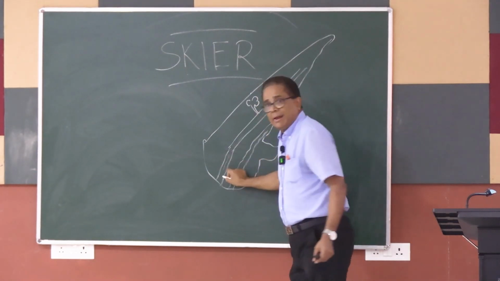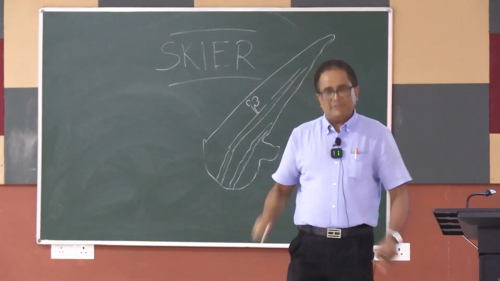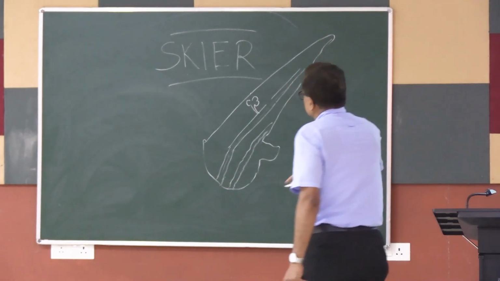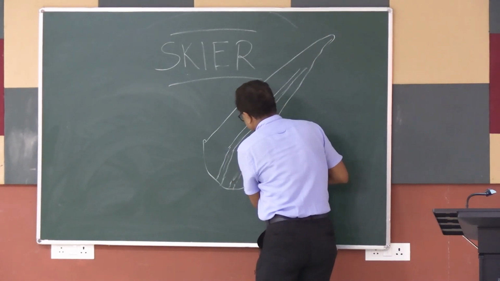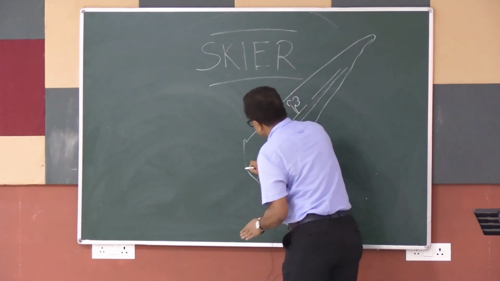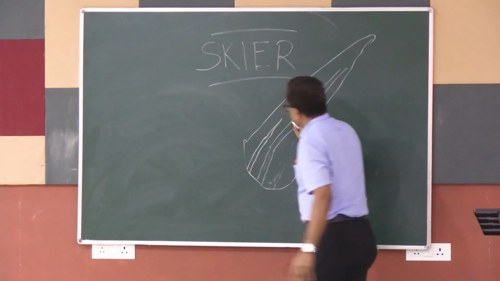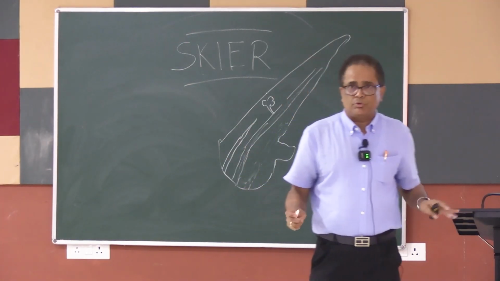This is called the main pancreatic duct and this is the accessory duct. Actually it should go above, but normal anatomical variations can happen. So this duct is called the Wirsung and the accessory is called the Santorini.